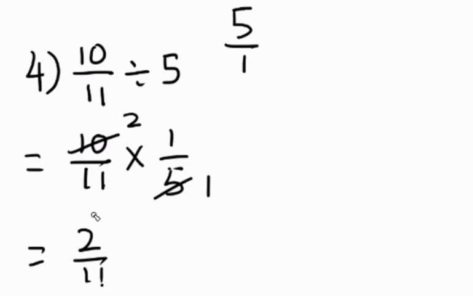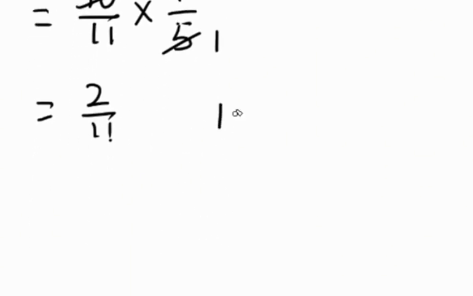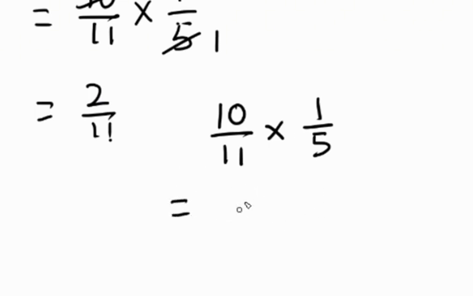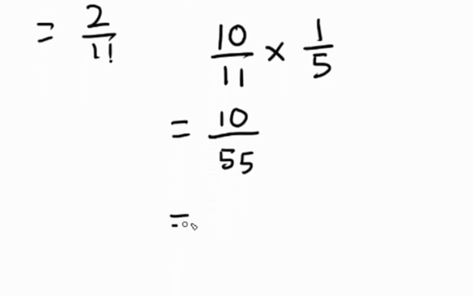Now, there's of course another way to get this answer. It is not needed to simplify. So let's take 10 over 11 multiplied by 1 over 5. We can just multiply this like usual. So it would be 10 over 55. But because all fractions must be simplified, we need to simplify this by 5, which is 2 over 11. And you will get the same answer.